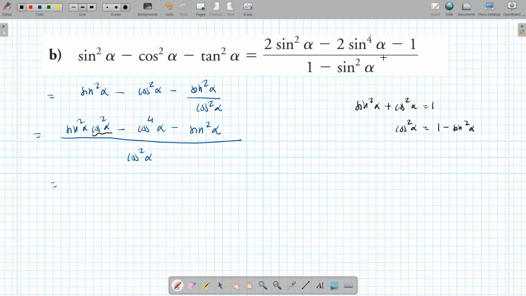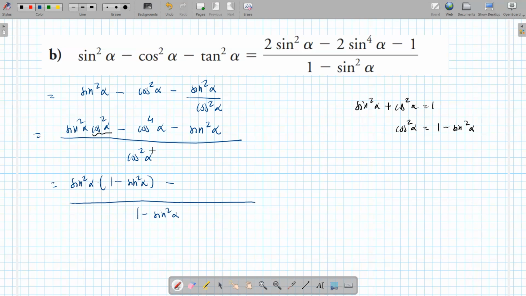Why am I doing this? Because on the right side, I don't see any cosines. So we know we need to change our cosines into sines. So sine squared times 1 minus sine squared. So replace that cosine squared with 1 minus sine squared, minus. And we know this cosine squared in the denominator is also the exact same thing. We can replace that with 1 minus sine squared alpha as well.